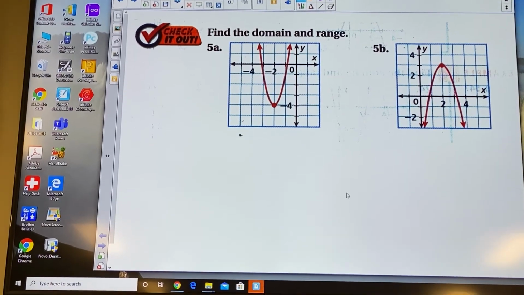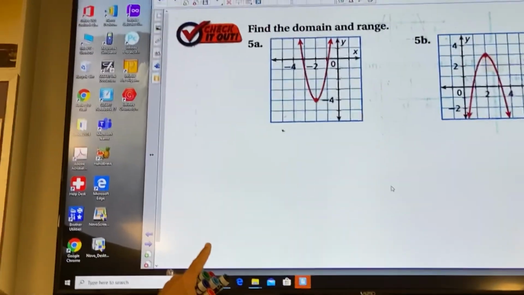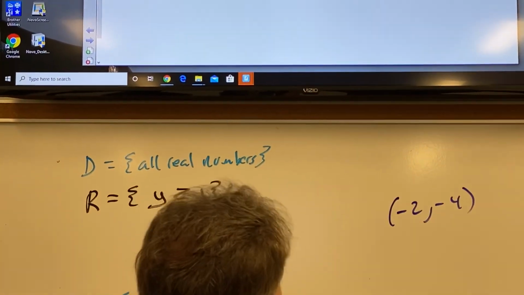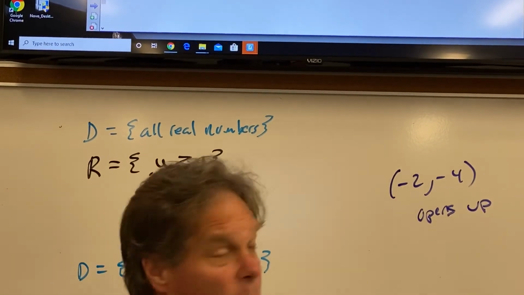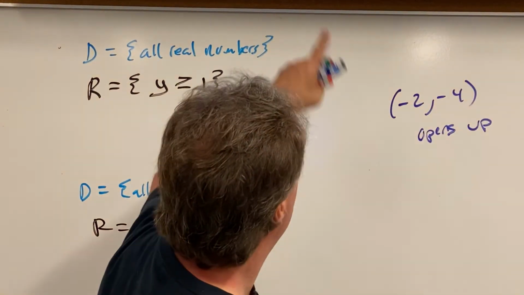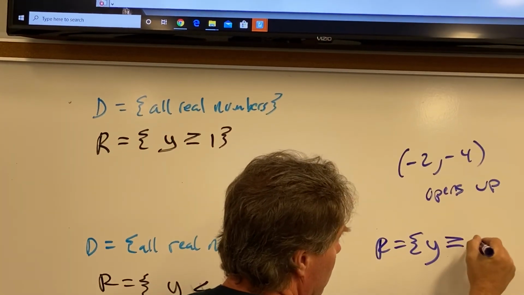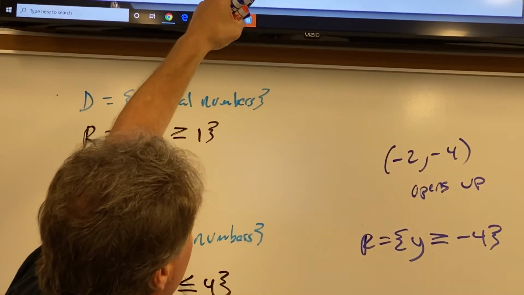So let's look at these two guys, the domain and the range. 5a right there. The vertex is -2, -4, and it opens up. So here's the deal. Remember, the domainer is a no-brainer. The domain is all real numbers, right? The range, since it opens up, -4 is the lowest y value. So the range is going to be y is greater than or equal to -4, right? Because that's the lowest one. All the other y's are that much or bigger.